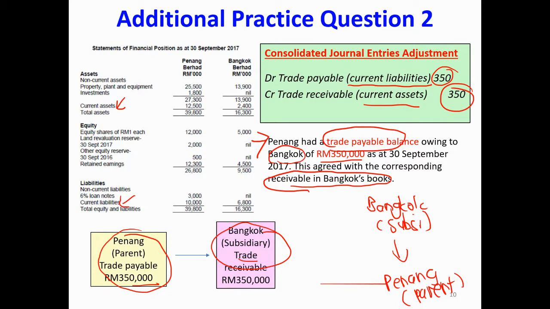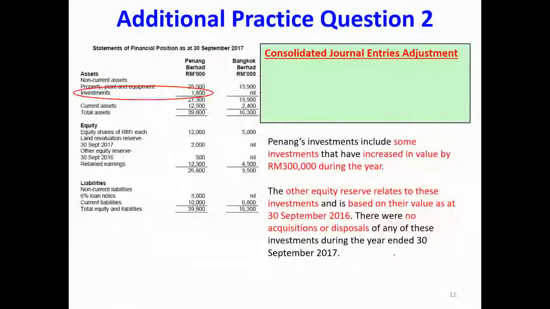Okay, let's continue the very last adjustment. The last adjustment for this consol question is relating to, you can see I have circled it in the balance sheet, this investment. Start from this additional information. Penang's investment includes some investment, and they say this investment has increased in value. So the fair value actually increased during the financial year by how much? By 300K.